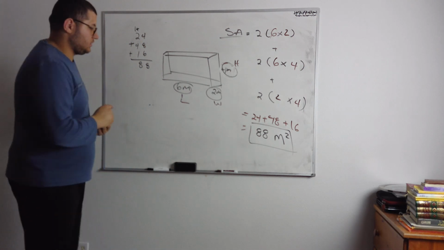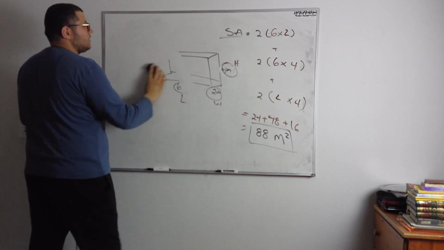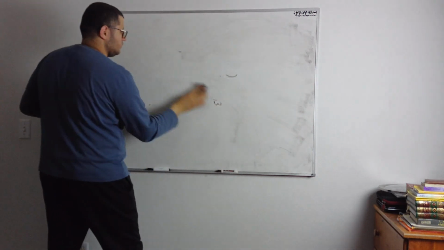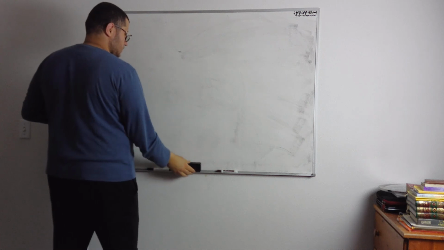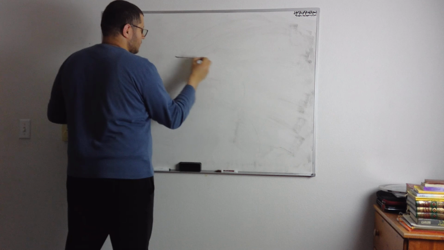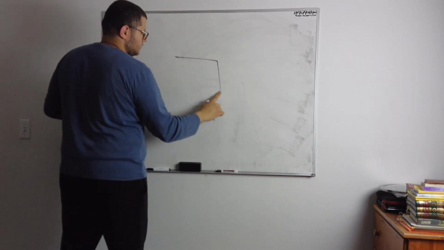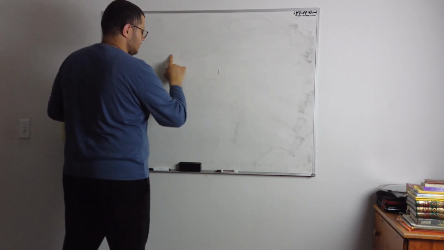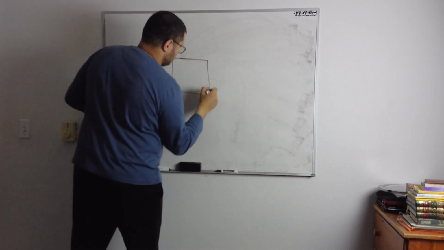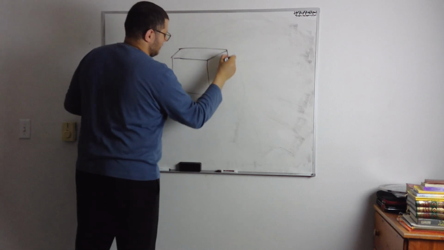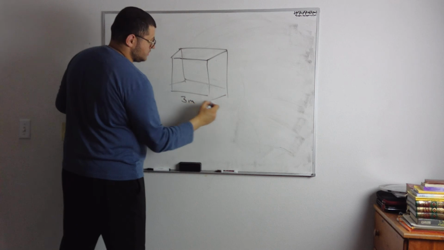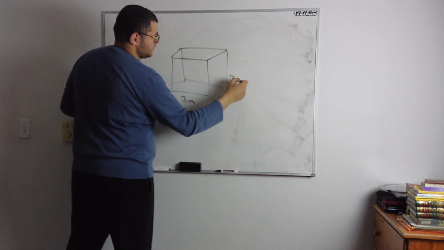Now let's try one last example, okay? Let's try a cube this time. There you go. This is 3 meters. That means this is also 3. This is also 3 because it's a cube.